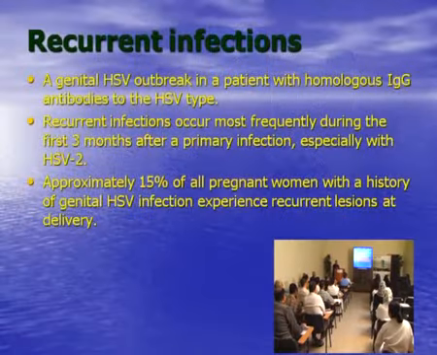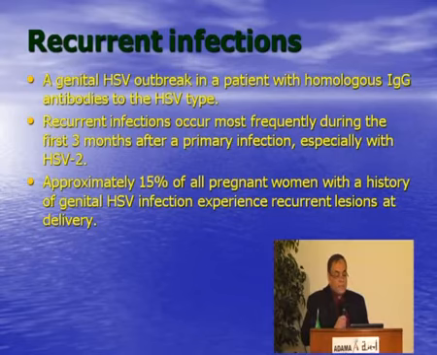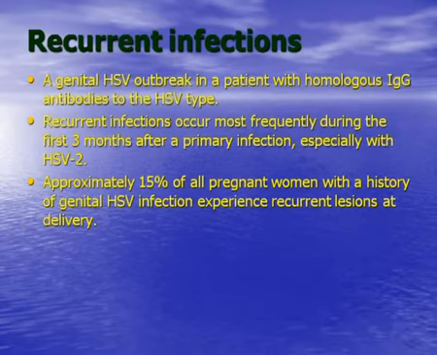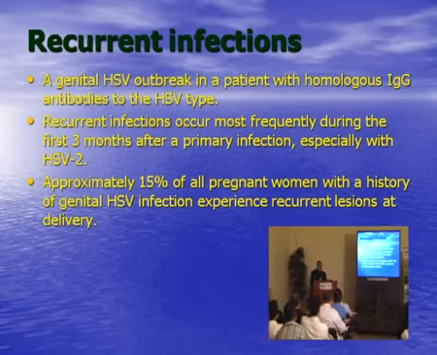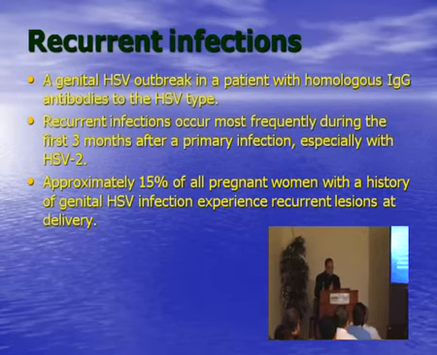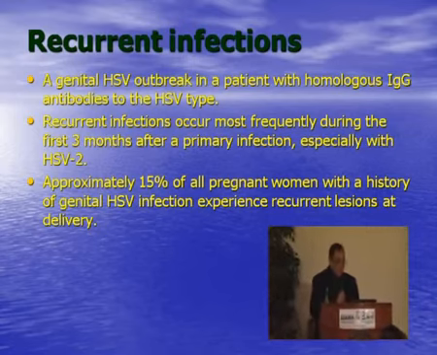Recurrent infections: a genital herpes simplex virus outbreak in a patient with homologous immunoglobulin G antibodies to that herpes simplex virus type. Recurrent infections occur most frequently during the first 3 months after a primary infection, especially with herpes simplex virus type 2. Approximately 50% of all pregnant women with a history of genital herpes simplex virus infection experience recurrent lesions at delivery.